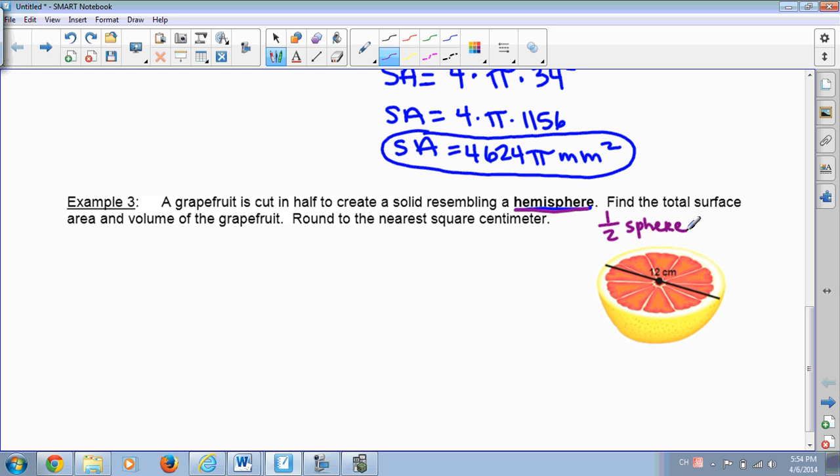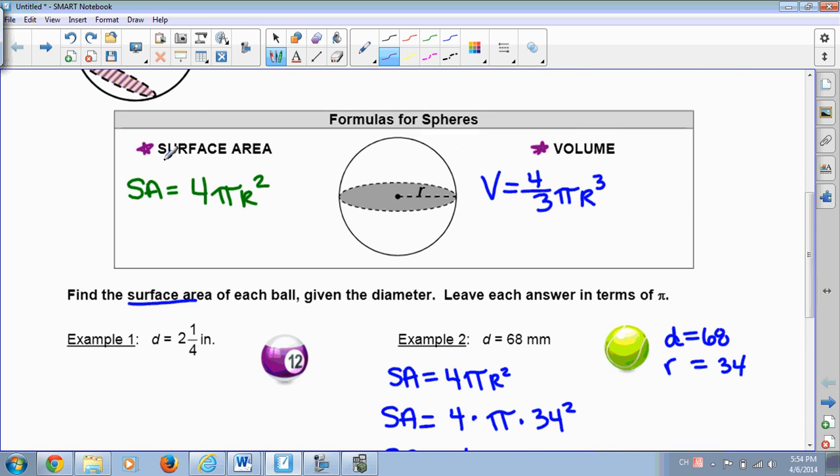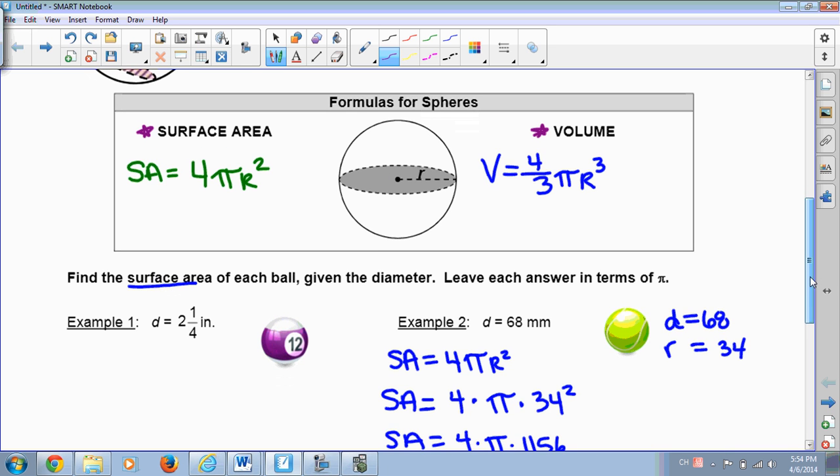There we go. Half of a sphere. Find the total surface area and volume of this grapefruit. Remember that we are finding a half a sphere, so not a whole sphere. So we're using these two formulas, but we're using only basically half of the formulas because we only need half of the surface area and half of the volume.